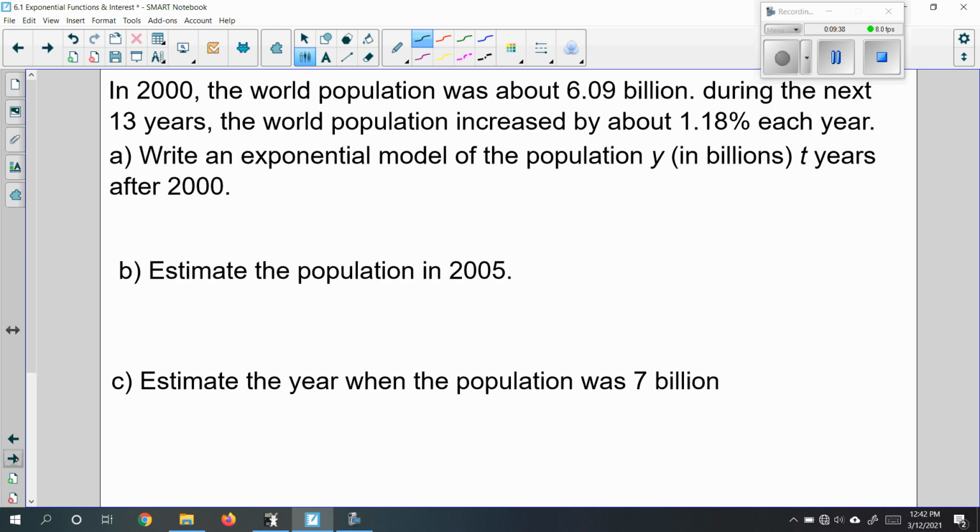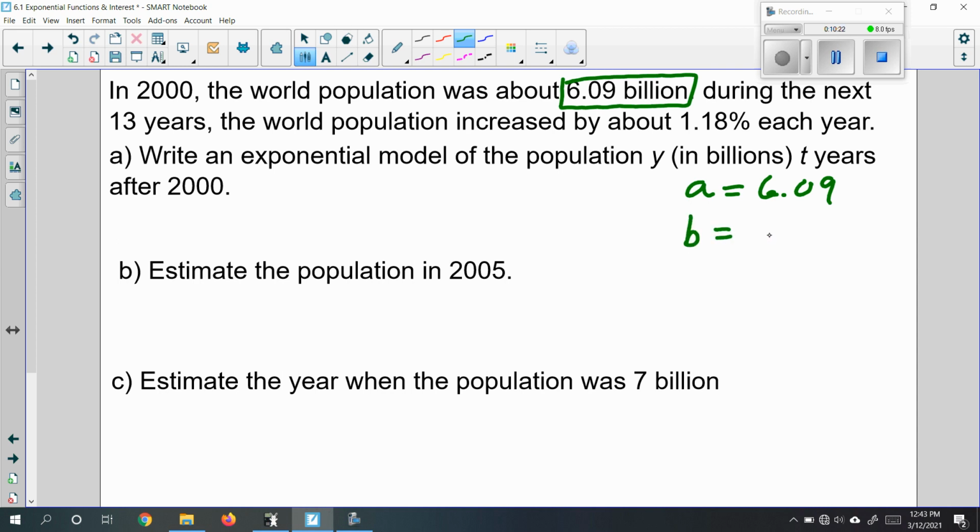Let's look at another example. In 2000, the world population was about 6.09 billion. During the next 13 years, the world population increased by about 1.18% each year. Write an exponential model of the population, y, in billions, t years after 2000. Well, let's dissect this problem. 2000 had a population of 6.09 billion. This is the starting value. So a is 6.09.